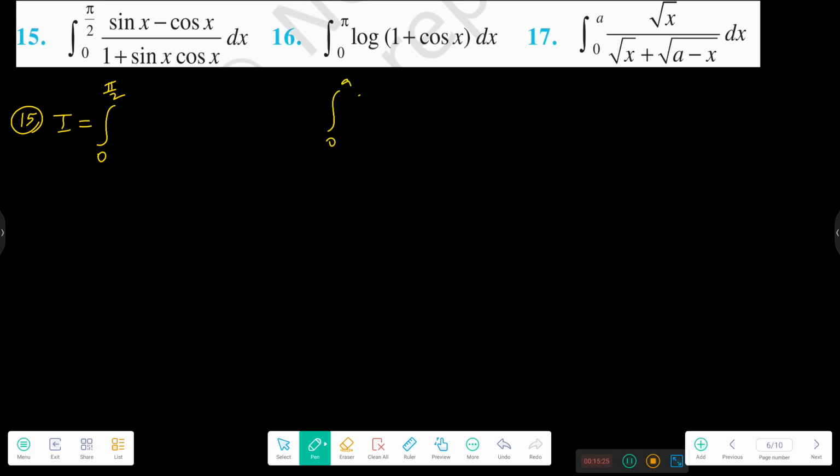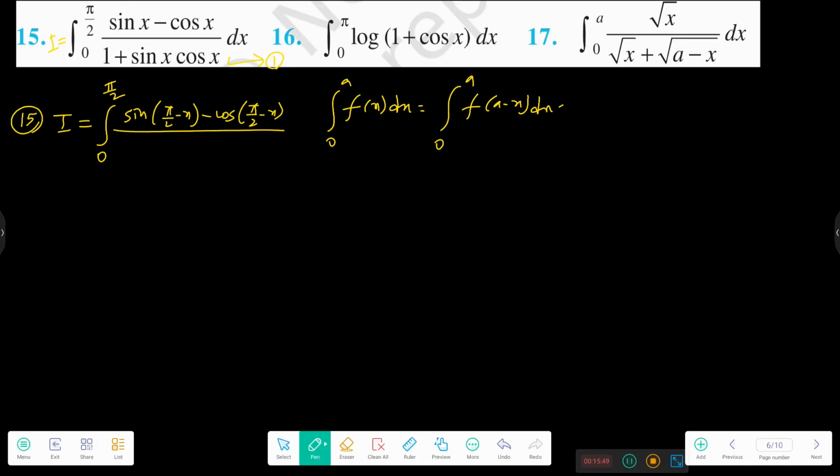Property, let's go. The integral from 0 to a of f(x) dx, the property is the integral from 0 to a of f(a minus x) dx. This one you can use. So what am I getting? The first question you take I is equal to answer number 1. Now let me simplify. So sin of (pi by 2 minus x) minus cos of (pi by 2 minus x) whole divided by 1 plus sin of (pi by 2 minus x) into cos of (pi by 2 minus x) dx.